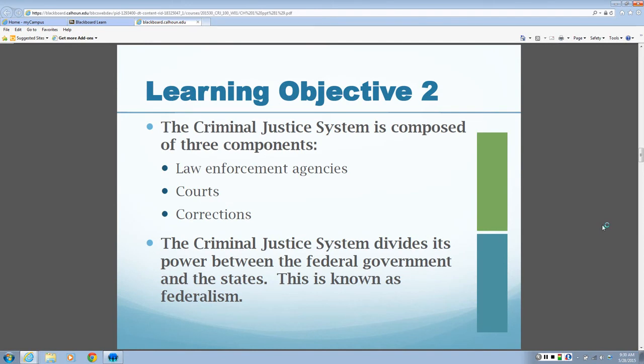And so what this effectively does is that it separates the power so that no one entity of the criminal justice system is all powerful. And this is what we call federalism.